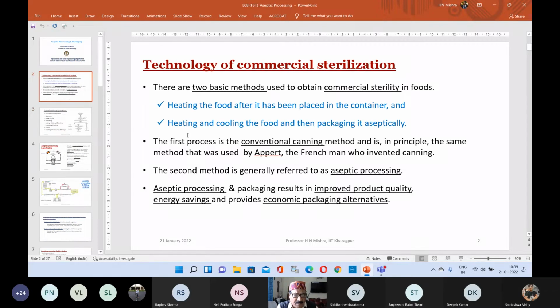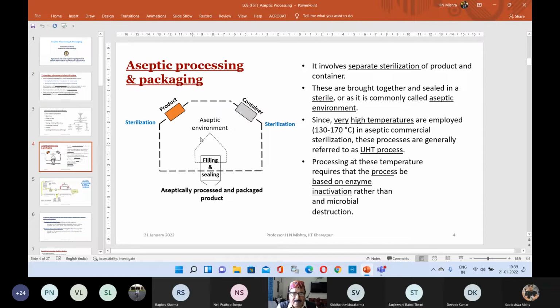See, in the aseptic processing and packaging, the product is sterilized. There is a sterilization line for the product, there is a sterilization line for the container, and then this product can directly be filled. The packaging material, flexible packages generally used, are sterilized, and then there is a form, fill and seal machine. So you see most of these Tetra Pak and all those things which you are seeing in the market, they are all produced this way.